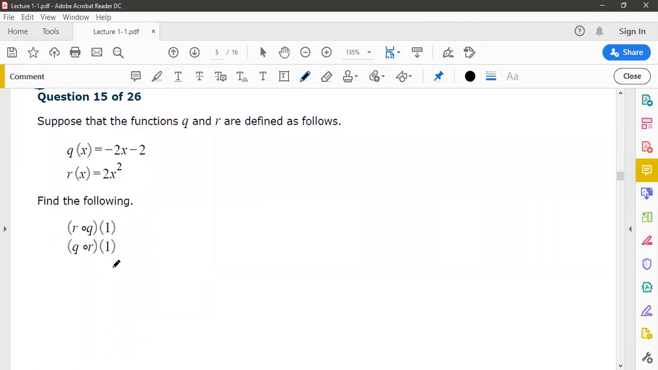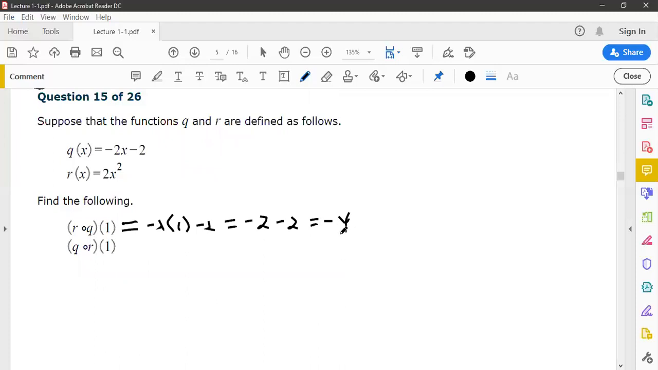In our next example, we're doing it two times. We're taking r of q of 1 first, and then q of r of 1. Again, working from right to left, I take the 1 and replace it into the x of the Q function. That's negative 2 times 1 minus 2. Negative 2 times 1 is negative 2, minus 2 is negative 4. That's my answer for Q of 1.